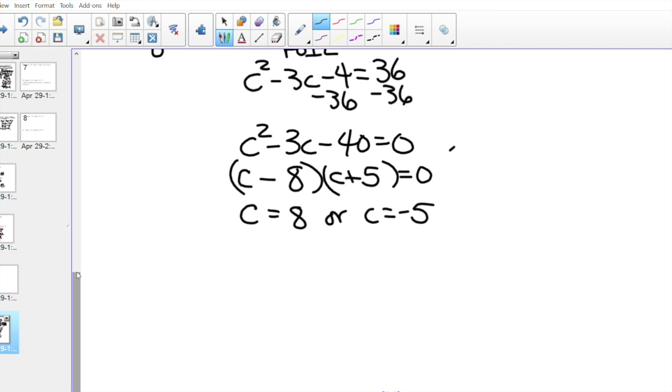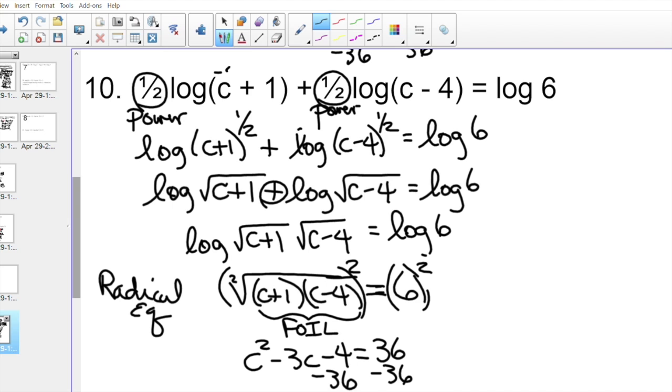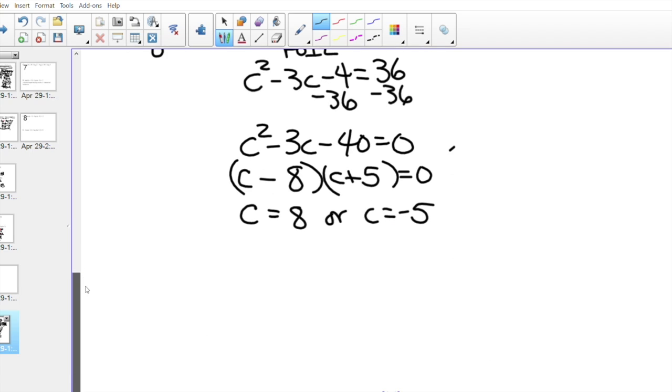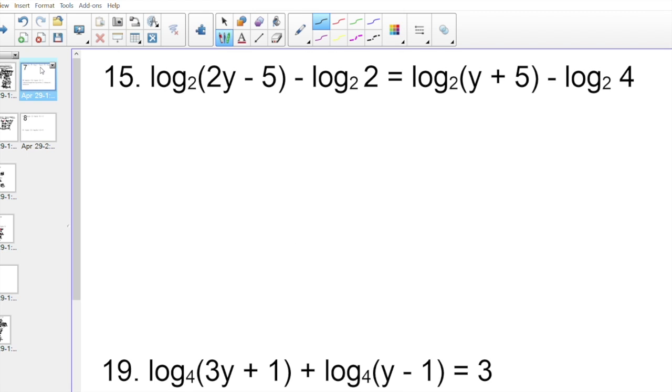Let's check out negative 5 again at the top, at the original. Well, negative 5 plus 1 is negative 4. No logarithms of negatives. He's out. Now remember, he's not a wrong answer. We don't call him wrong. It's just what we call extraneous. So the solution is the set of c's such that c equals 8. That's that problem. Now let's go to the next type of problems.